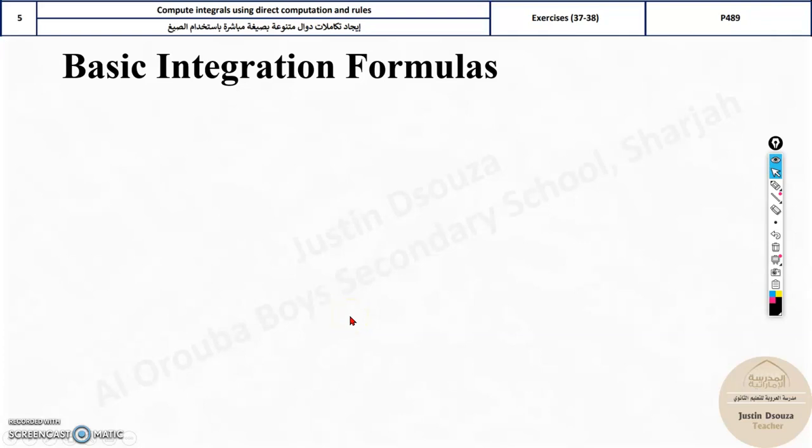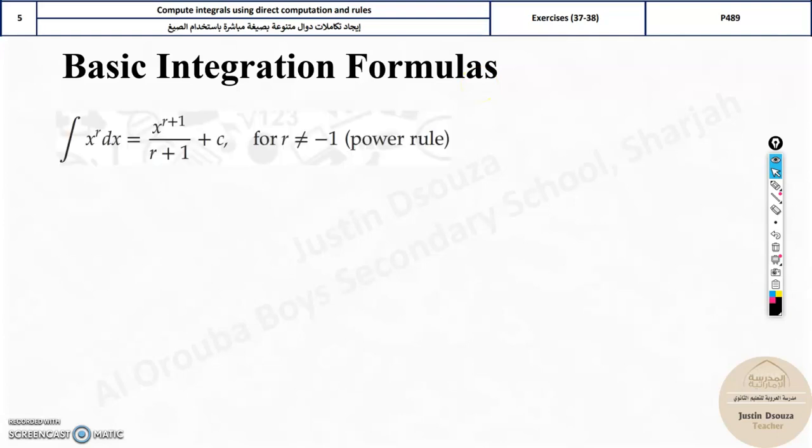Now we move on to the fifth topic, that is to compute integrals using direct computation and rules. This basically means we are using definite integrals. So we can directly use our calculator and solve these problems. But before that, let us just go through the basic integration formulas. These are very useful for the coming topics and most crucial in the part B section.